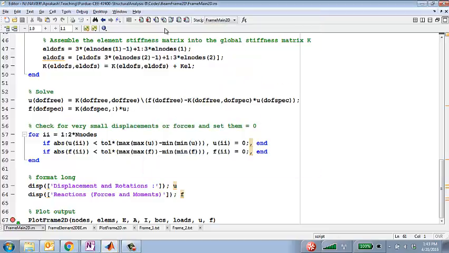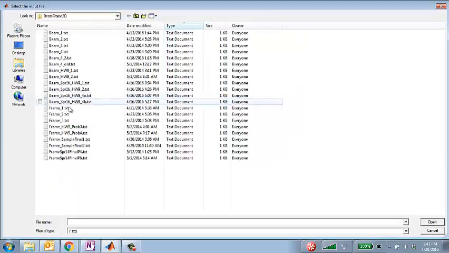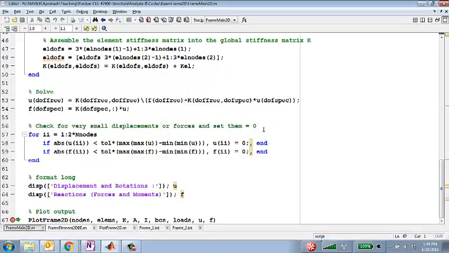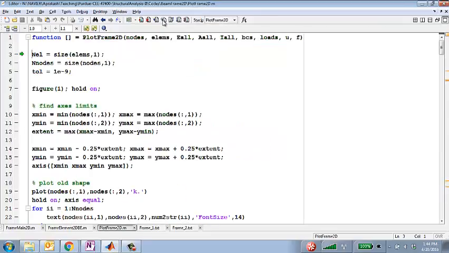And let me do that again. So run frame 2. Going inside that plot frame with the step in function.